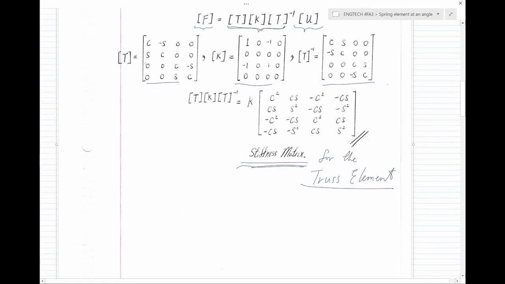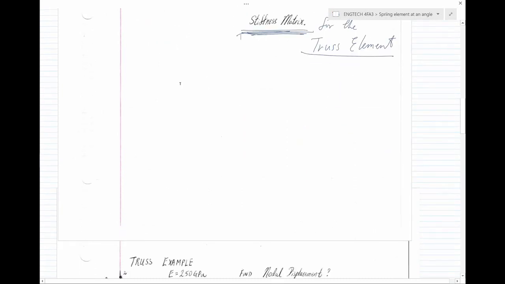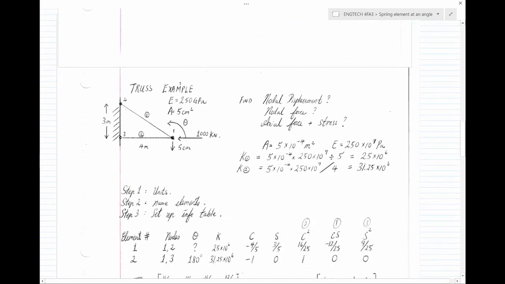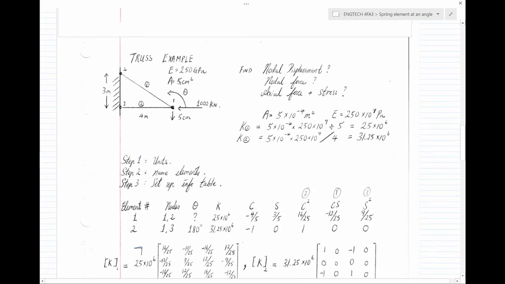Hi, in the previous truss element stiffness matrix videos, we developed the stiffness matrix for the truss elements. In this video, we're going to show you how to use that matrix. Please take a look at the figure here. We have a truss example.